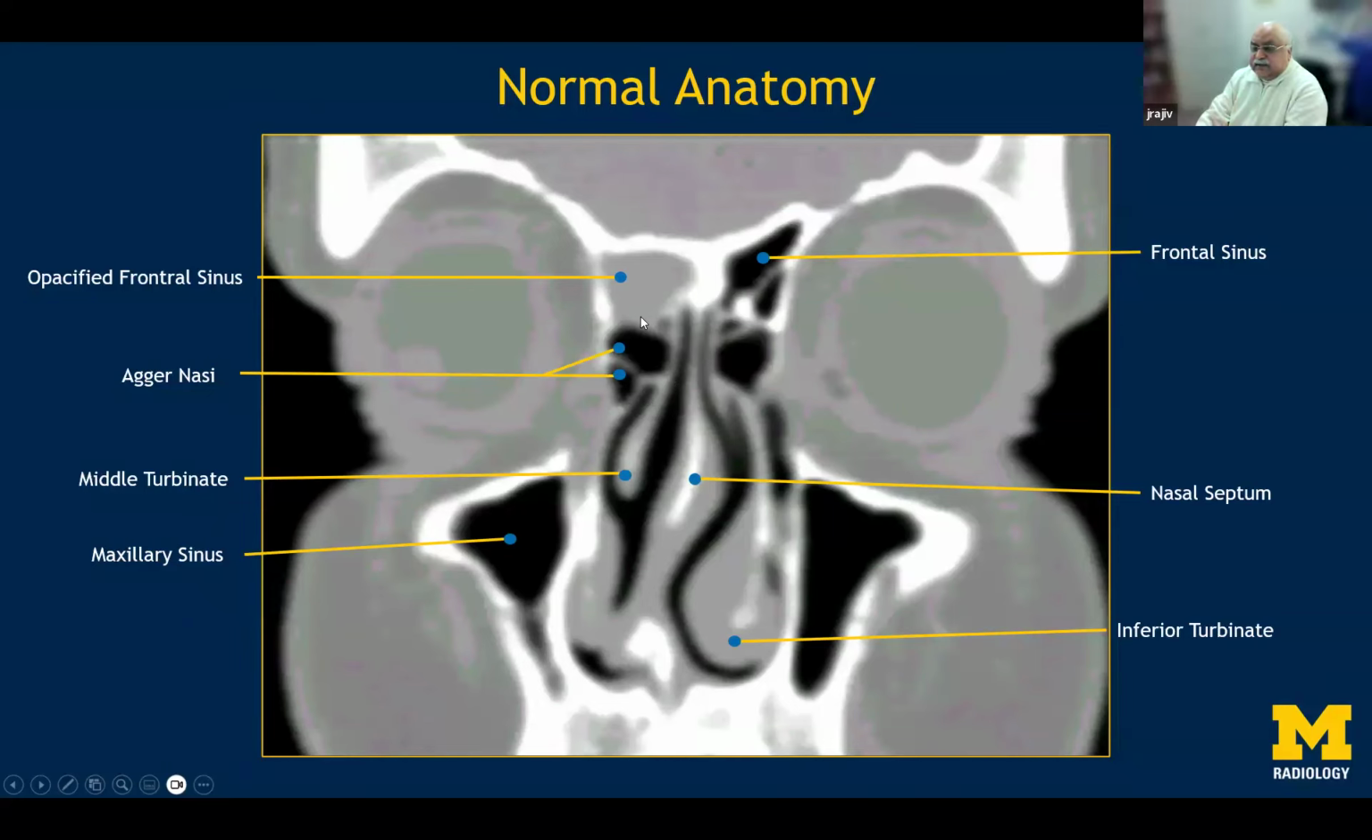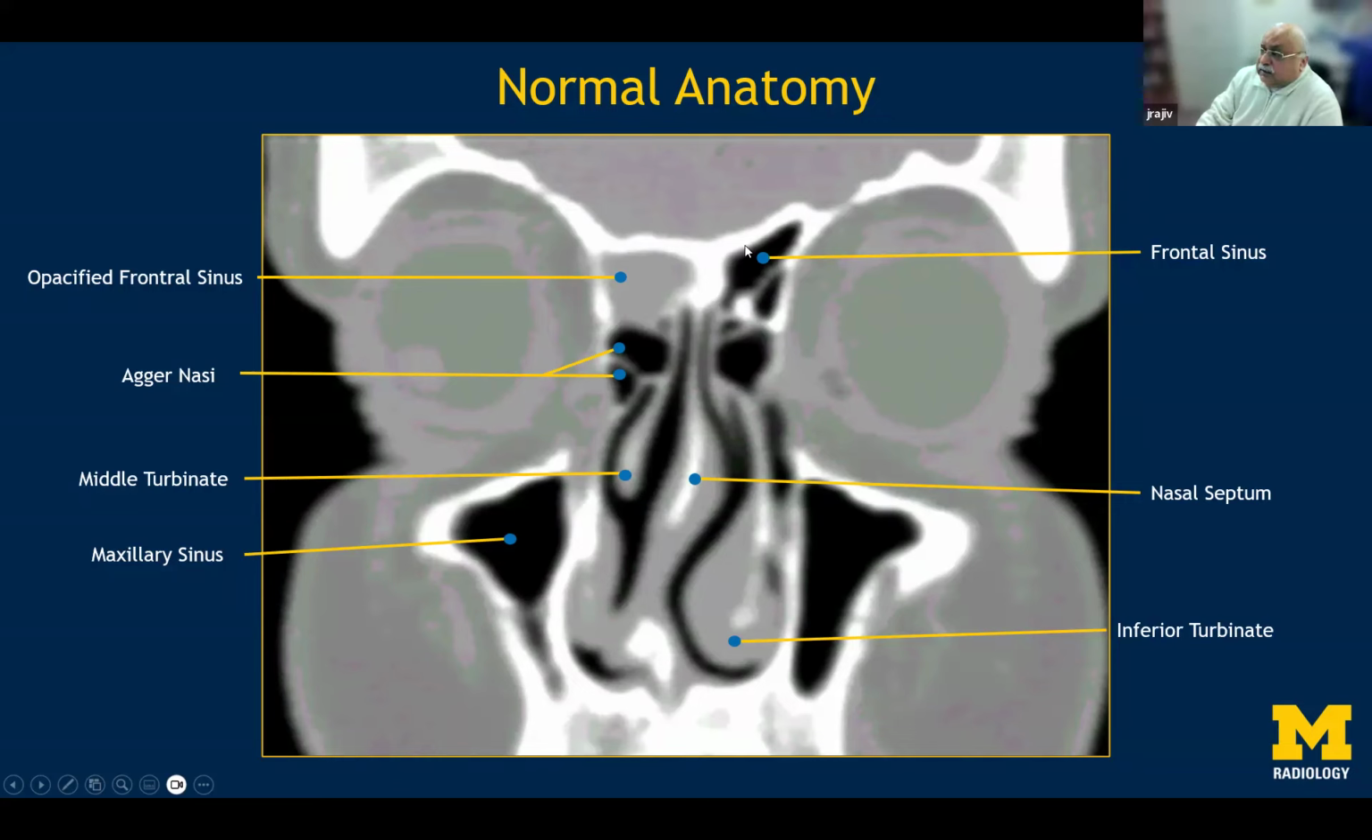And now we are seeing it in end phase, and that is actually trying to obstruct the frontonasal duct, and that is the reason why there is damming of secretions in the proximal portion of the frontal sinus here. In the coronal plane, you can also identify the middle turbinate and its attachment towards the roof of the ethmoid sinus. You can see the nasal septum and the medial wall of the maxillary sinus.